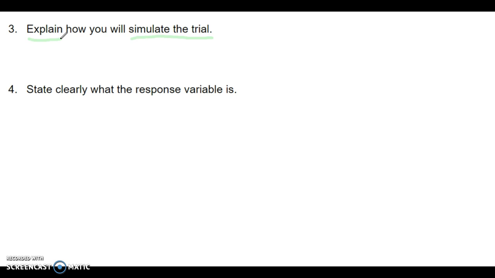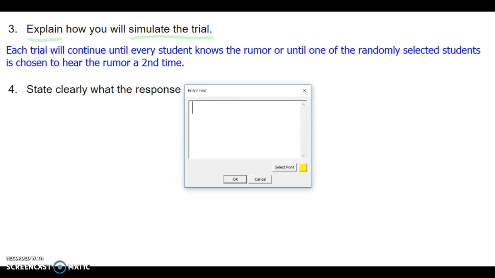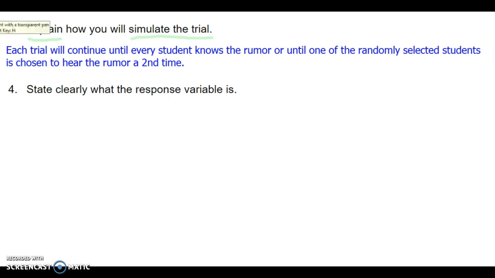So this is what it would look like. Each trial will continue until every student knows the rumor or until one of the randomly selected students is chosen to hear the rumor a second time. So this is what each trial will look like. Each trial will continue until every student knows the rumor. We would stop because there's nobody else to give it to, or until one of the randomly selected students is chosen to hear the rumor a second time because they don't want to hear stale gossip.